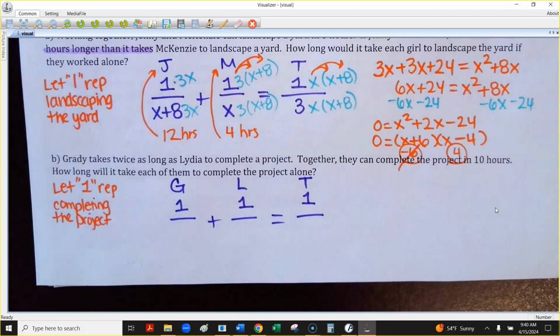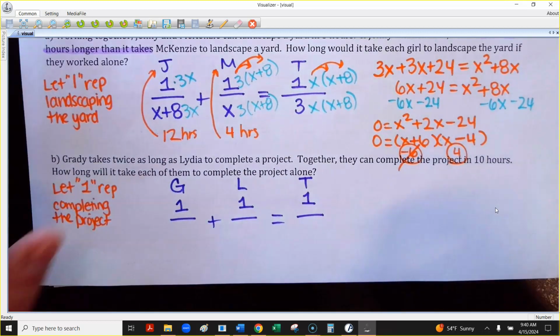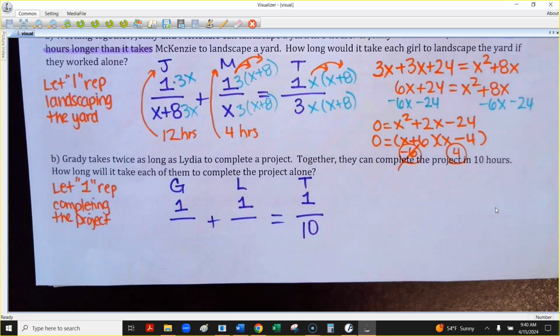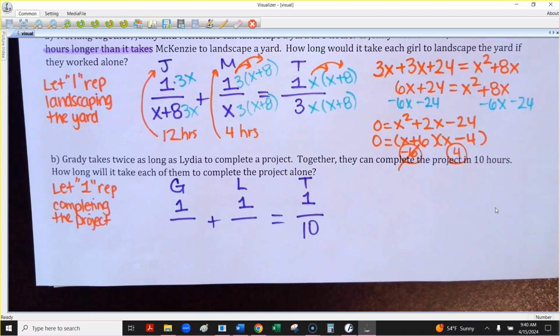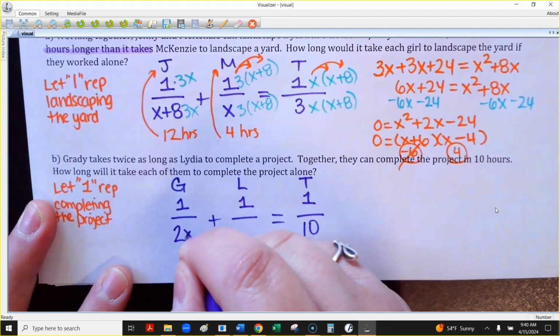And I just got to figure out how to write the bottom. It says together they can complete this project in 10 hours. So that can go on the together rate. One whole project every 10 hours. Now, it says Grady takes twice as long as Lydia to complete the project. So how would you write down the bottom of the other two fractions? 2x and x. That's all you have to do.